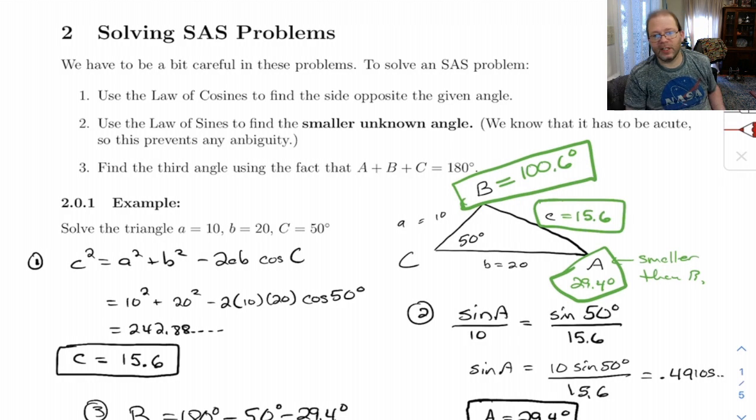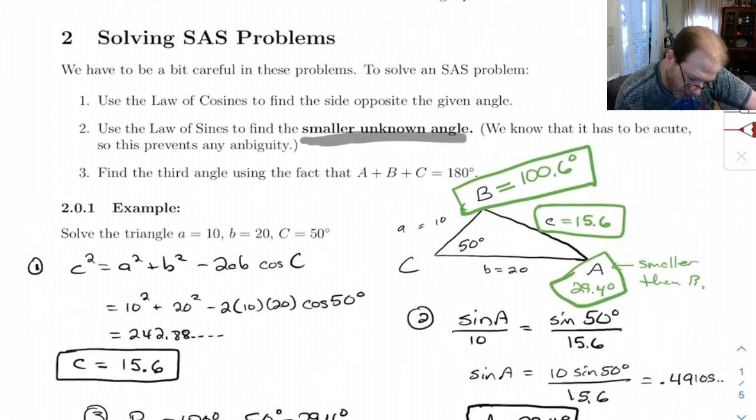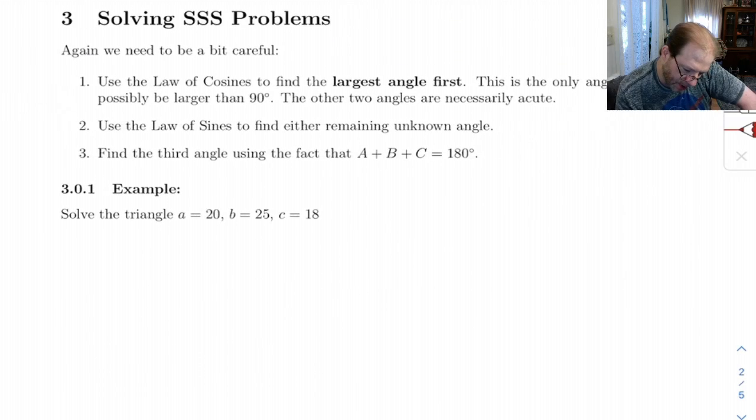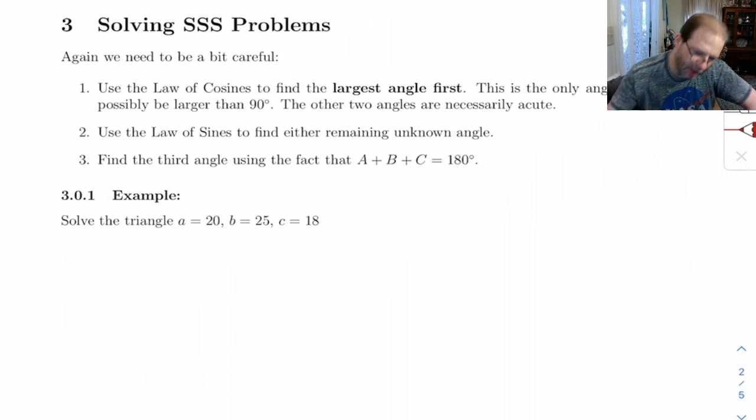All right, and that's pretty much it. The only thing you really have to be careful of is to do this right here: you find that smaller unknown angle first. All right. Now let's look at solving a side side side problem. Or actually, I'll put that in the next video.